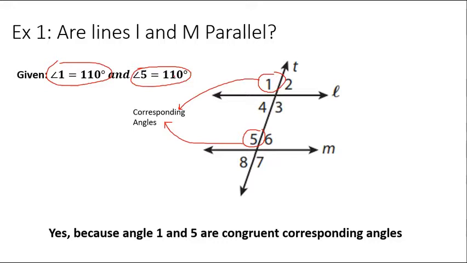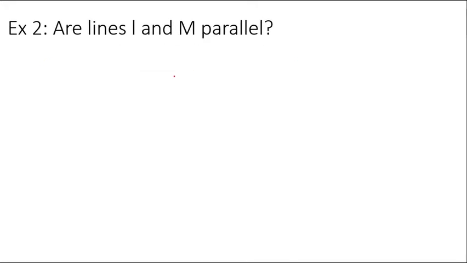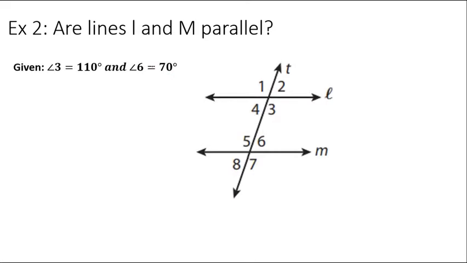Okay, so let's get to example 2. So they're asking you the same question, are lines L and M parallel? So using the given information here, they tell you that angle 3 is 110 degrees, which is right here. And they also tell you that angle 6 is 70 degrees, which is right here.